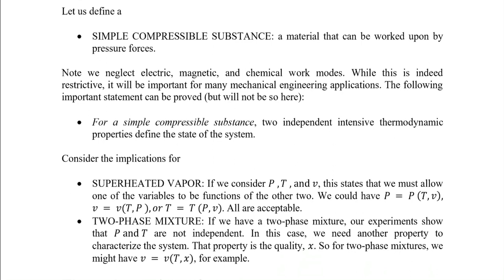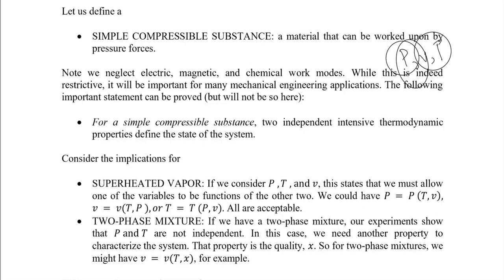For a simple compressible substance, two independent intensive thermodynamic properties would be needed to define the state of the system. So if I'm talking about a very simple compressible substance, for example a simple fluid with P, V and T, if I have any two independent properties, then I can find the third property. Any two independent properties would be needed to define the state of the system.